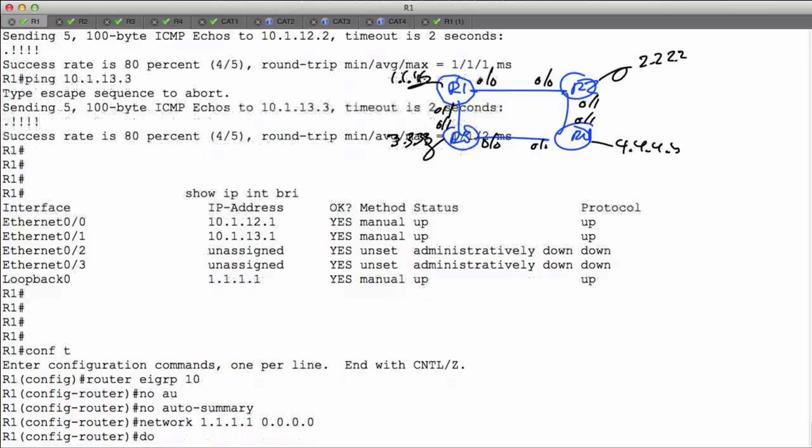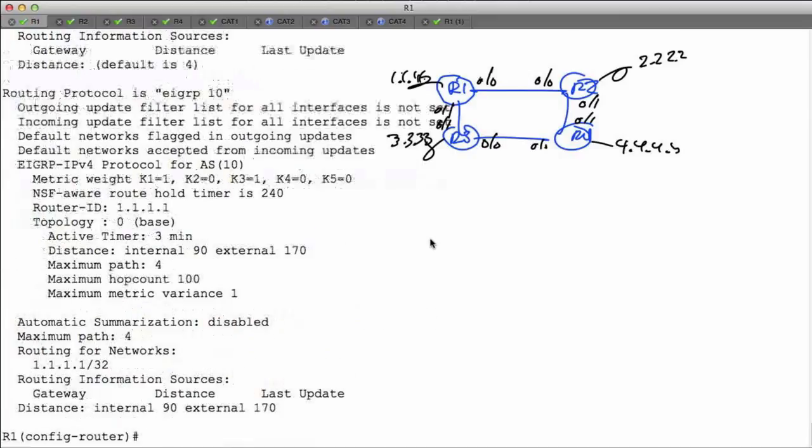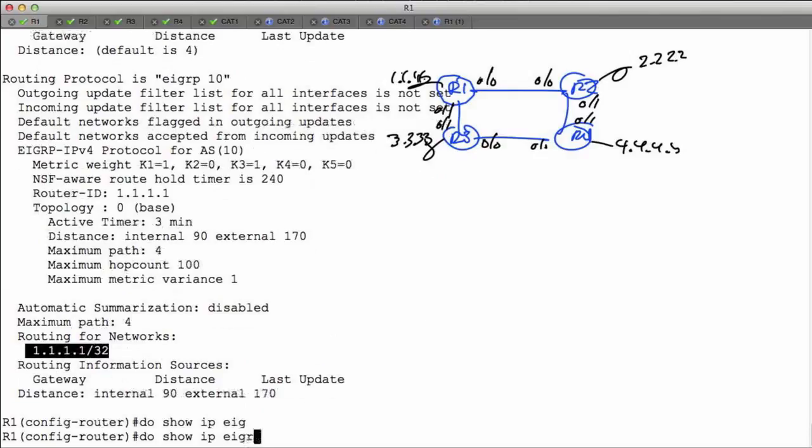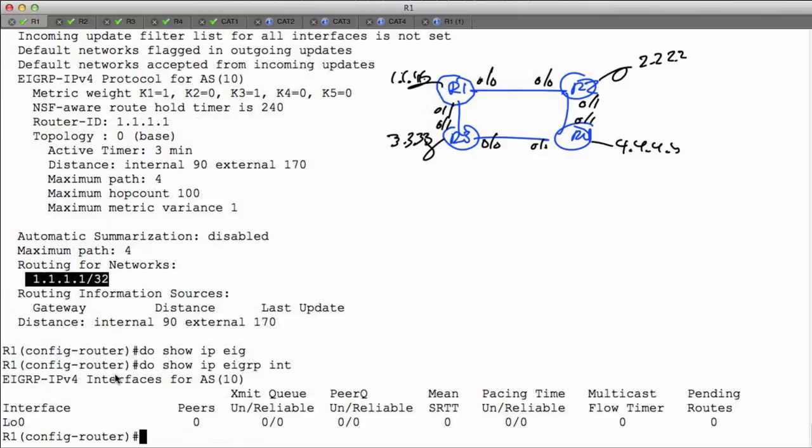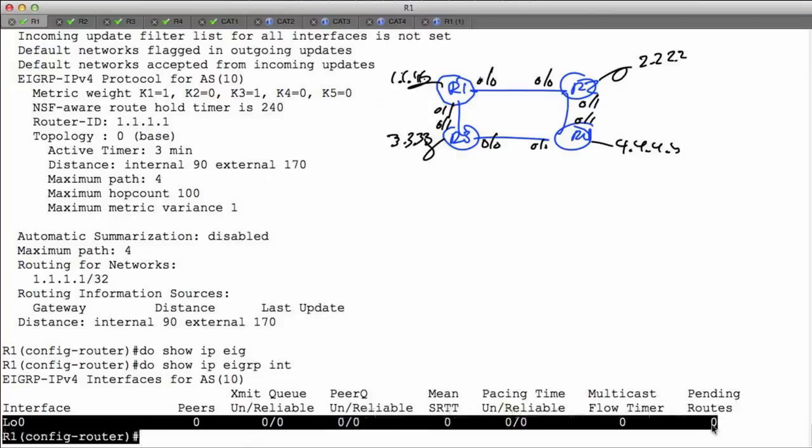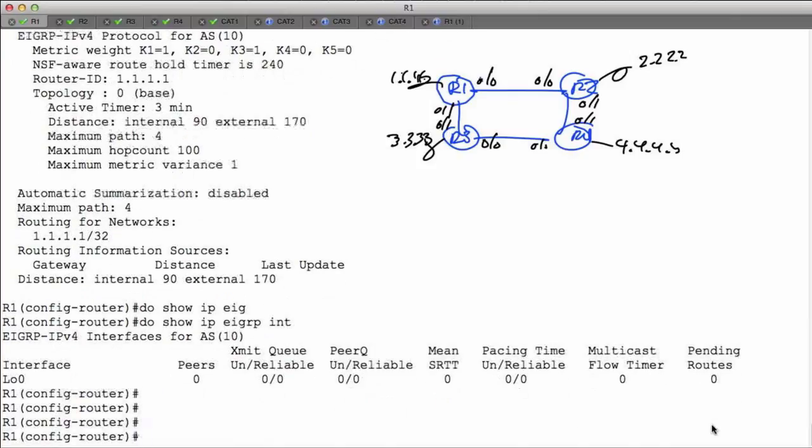The moment I do this, I can type do show ip protocols. What I can see here is what interfaces are now going to be participating. Notice right here, I'm actually running it for the network 1.1.1.1/32. Another way I could see this would be to do show ip eigrp interfaces, and it's going to tell me what interfaces are participating in EIGRP. Now, I want to form a neighbor relationship between all of my devices so that I have everything up and running. In order to do that, I'm going to do a shorthand.